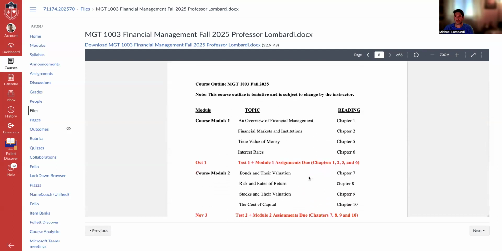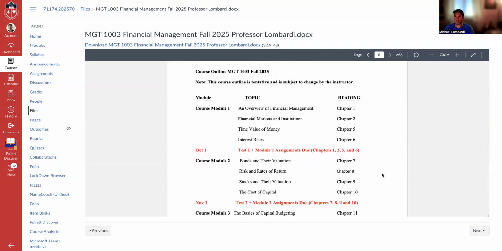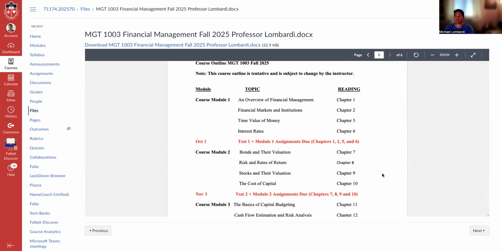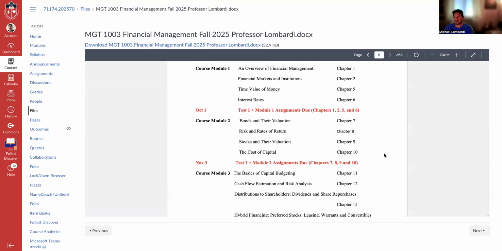Now, if we take a look at our outline, Module 1 is chapters 1, 2, 5, and 6. So that's the first 4 chapters. And you have an exam, and that module's assignments are both due on October 1st, along with Module 1's discussion. Module 2 is 4 more chapters as well, 7, 8, 9, and 10. That will be due on November the 3rd, along with that exam.